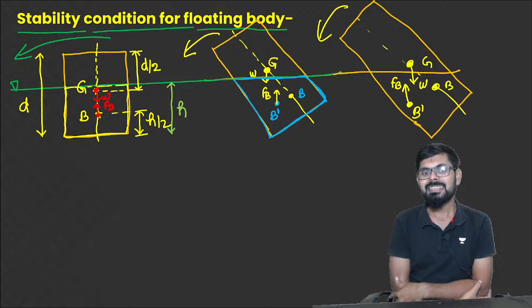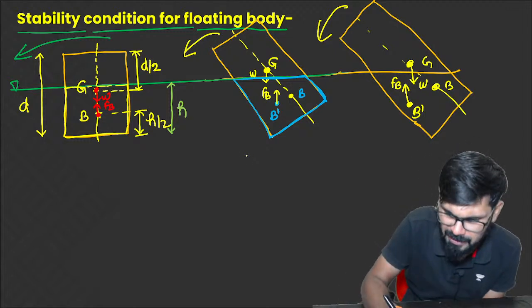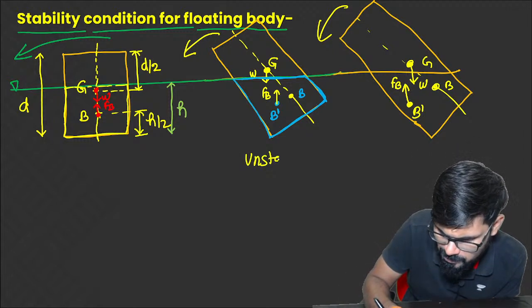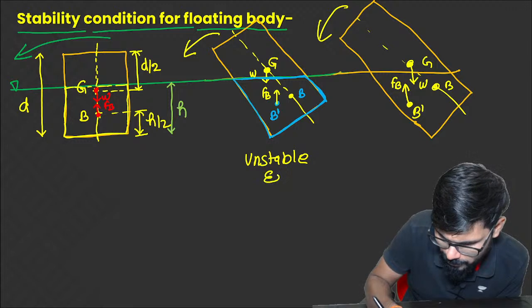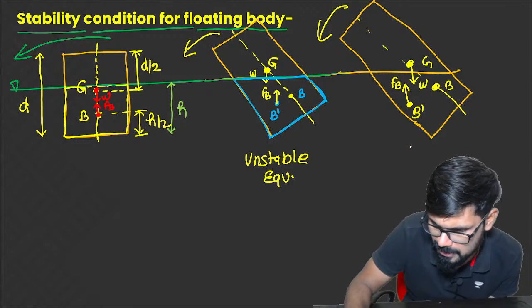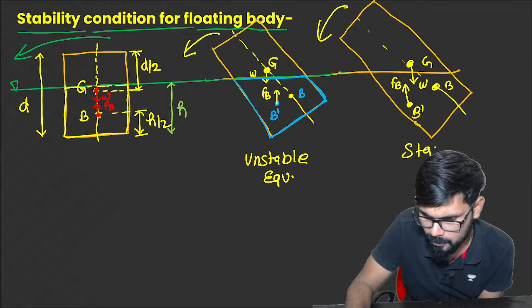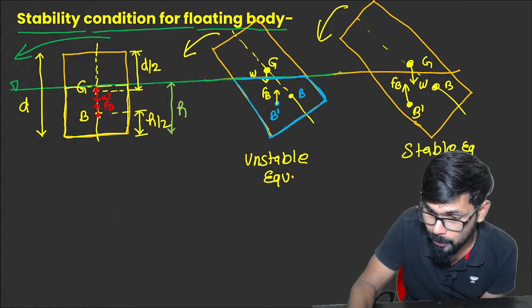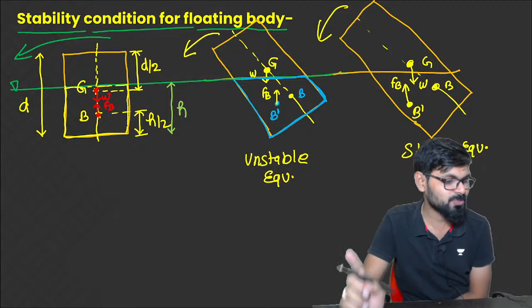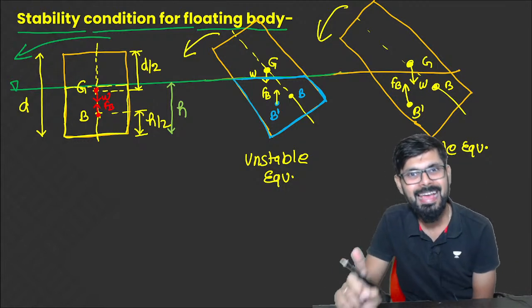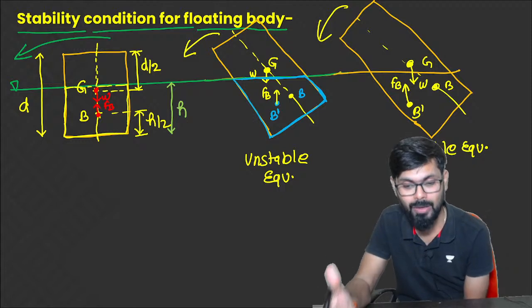So now you can see that in both cases, this is basically unstable equilibrium. It is unstable equilibrium. This is stable equilibrium. But in both cases B dash is below G. In both cases B dash is below the G. Sir, what is the reason?